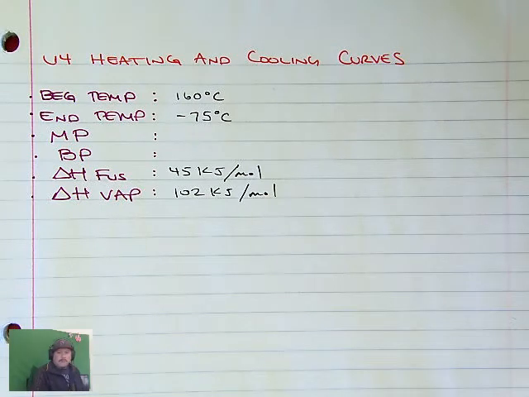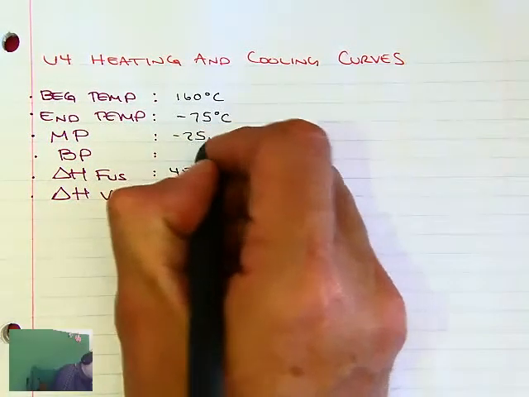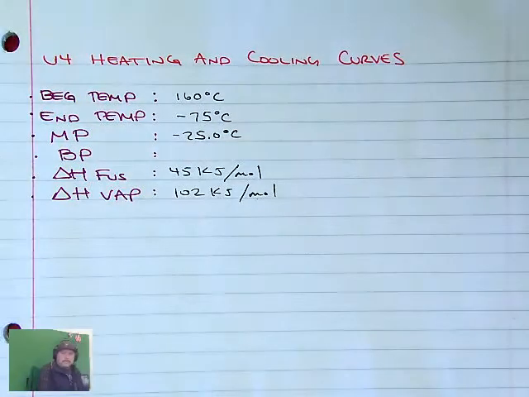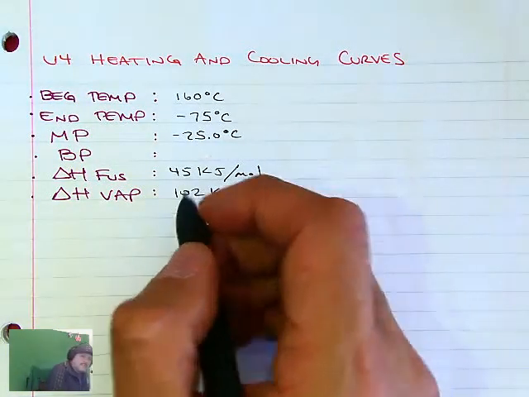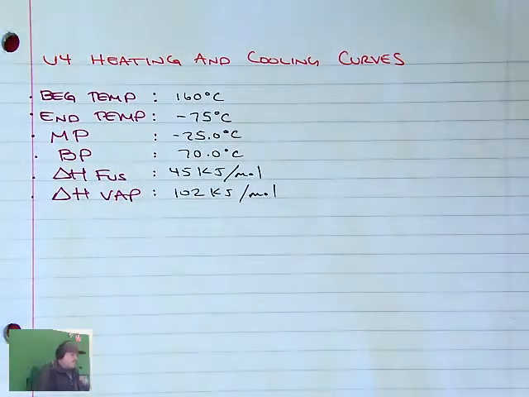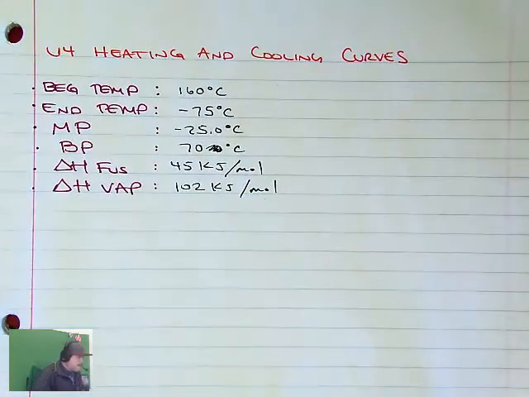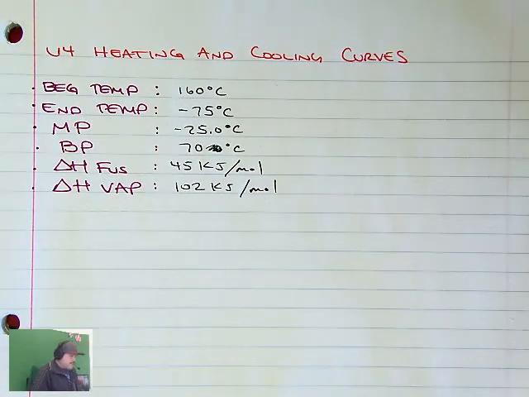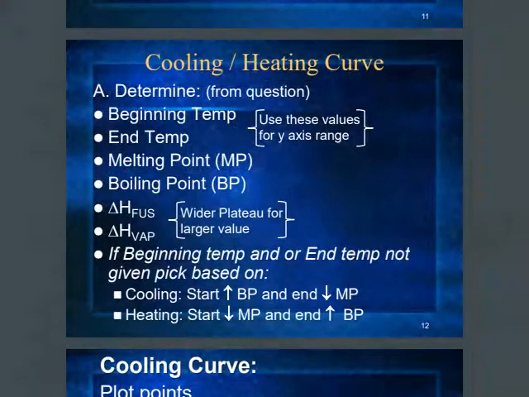The problem continues. The melting point is negative 25.0 degrees Celsius, and the boiling point is 70 degrees Celsius. Actually, just 70 is what's written in the problem. So just like that, that's my beginning information. And again, here are the rules that we're going to follow. We're going to determine from the question all those items, which we just did.